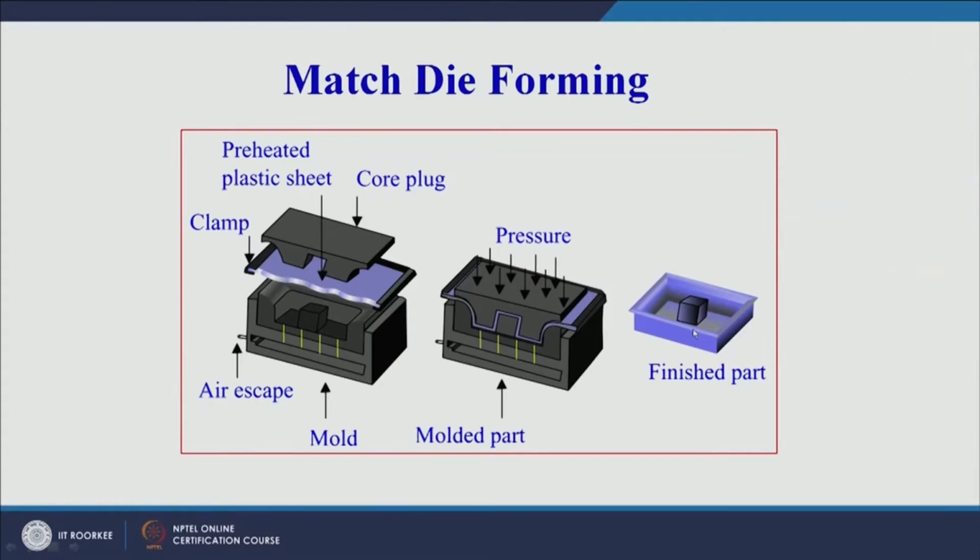So here you can see this is the final product that has been formed, that is a finished part. So this is the closed mold. Now the core plug has come down, and the gap between the core plug and the mold is filled by the thermoplastic sheet. So here we can see the three types of processes, and the basic principle remains the same.